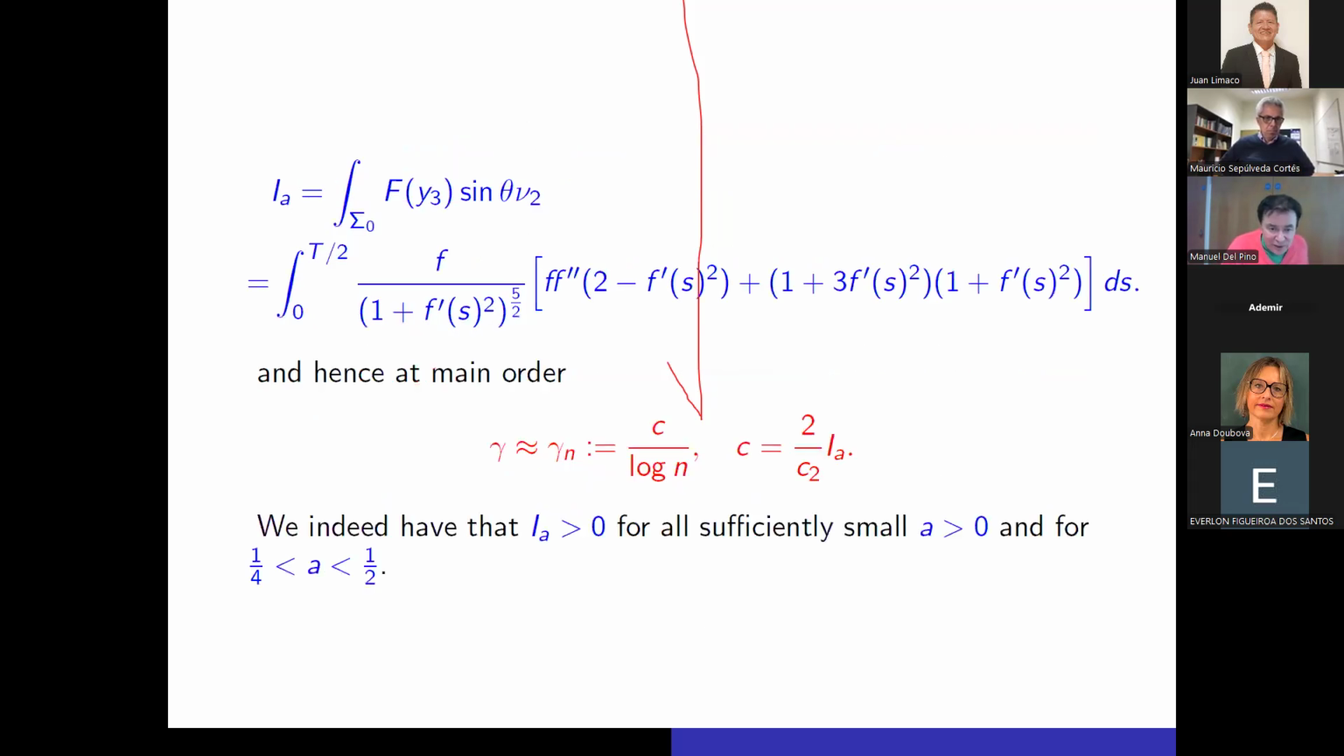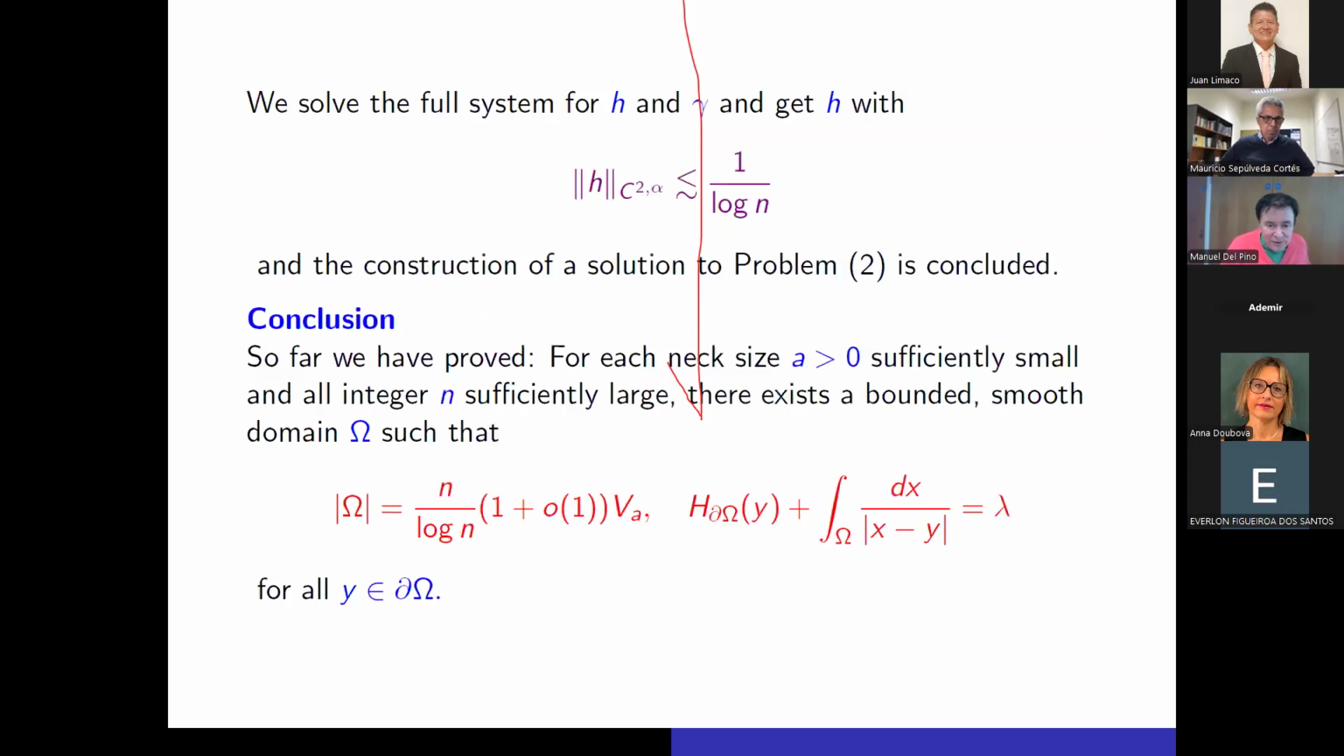Anyway, I don't really have time to do more details. But at the end, you use a simple continuation argument to prove that you can actually see solutions of this form for any sufficiently large mass.